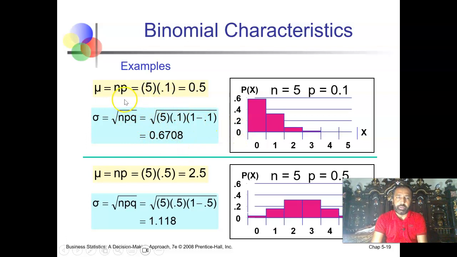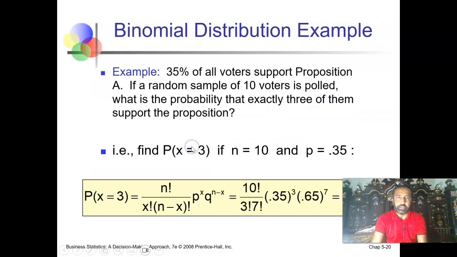It's very easy. n into p, so n is 5, probability is 0.1 or 10%. So, expected value will be 0.5, and then we multiply n into p into q. So, n is 5, p is 0.1, q is 0.9, so we will get 0.6708. This is an example of binomial distribution.